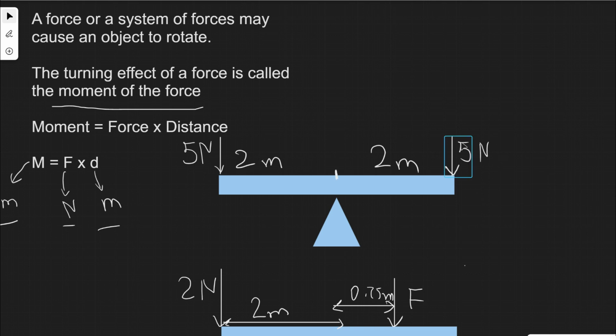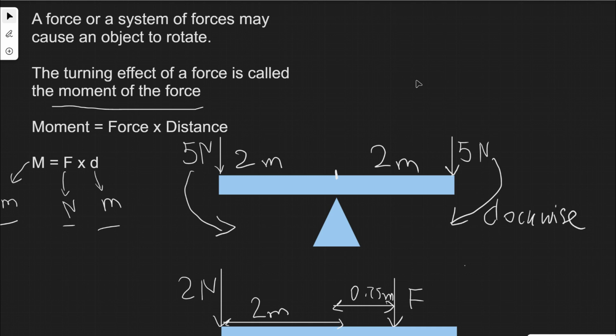And then we have another 5 Newton force acting at the same distance. So both of these forces are exerting equal and opposite moments, hence the object is balanced. We can also separate them into clockwise and anti-clockwise moments. So this one here is going down. If it was the only moment acting, this object will rotate in the following direction, which is anti-clockwise. Whereas if we had just this moment acting, then the lever would rotate in this direction, which is clockwise.